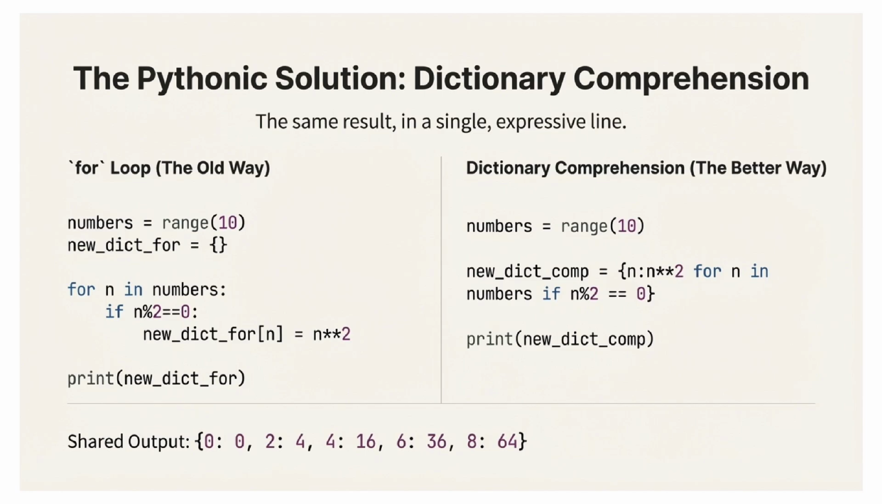The result is identical, but the code is shorter, clearer, and more expressive. This is the essence of Pythonic code, saying more with less. Dictionary comprehension shines when you want to transform data in a clean and readable way. As you practice, you will find that many loops you once wrote can be replaced with comprehensions.